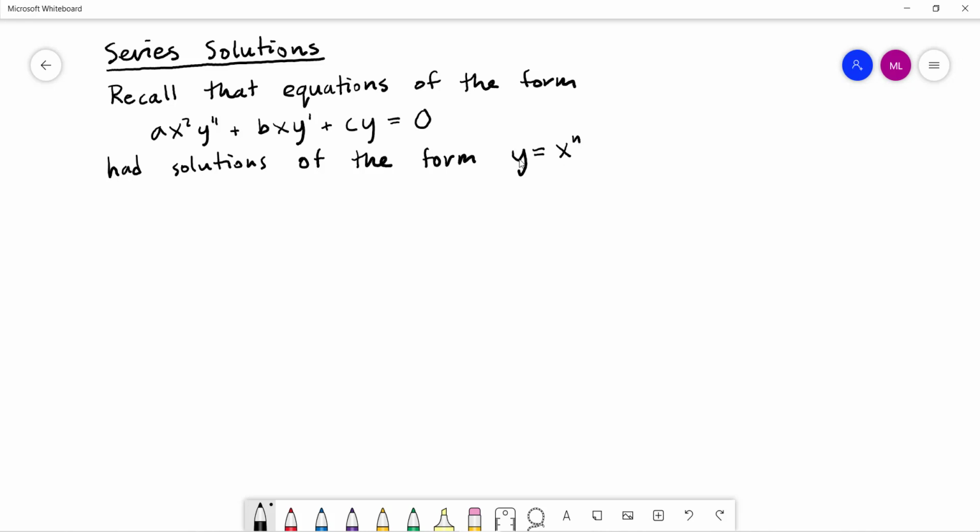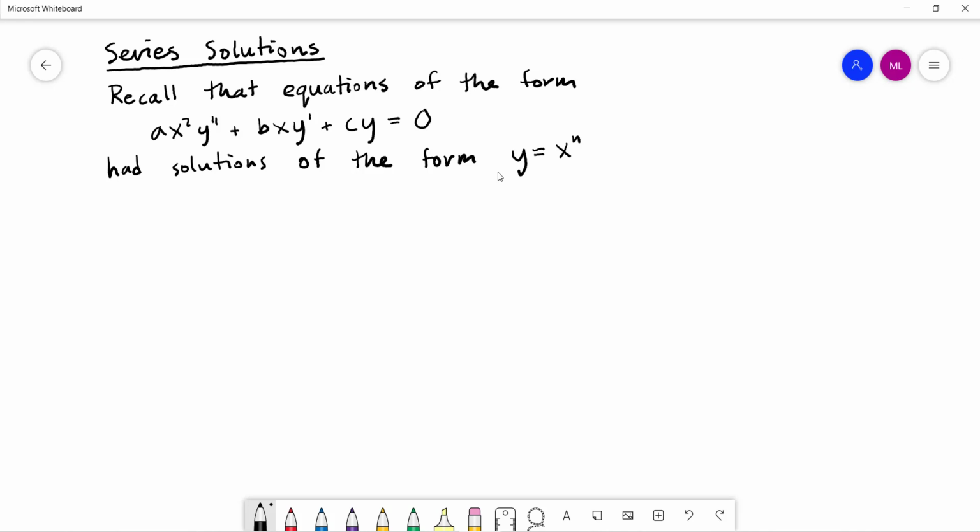So if I were to plug in y equals x to the n for this term, it would have a total power of x to the n. When I plug y equals x to the n into this term, I would need to take a derivative of y, so I'd get nx to the n minus 1. The power would be n minus 1, but this extra factor of x right here would make up for it and make this term also have, in total, a power of x to the n. And similarly for this term, we'd take two derivatives, so the power of x would be n minus 2, but that would be compensated for by the x squared sitting here. So we had solutions of this form.